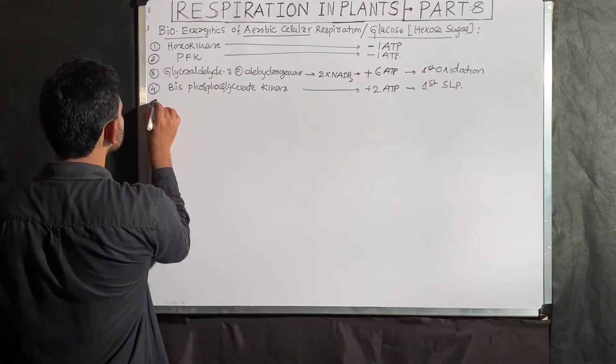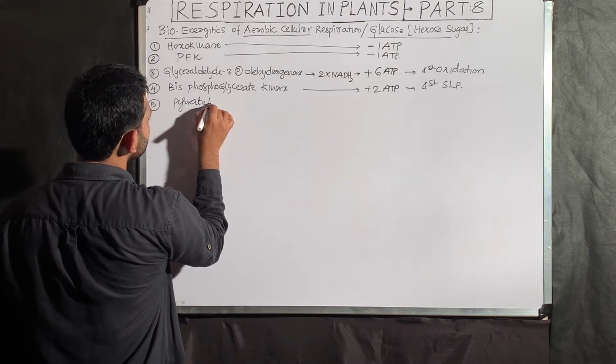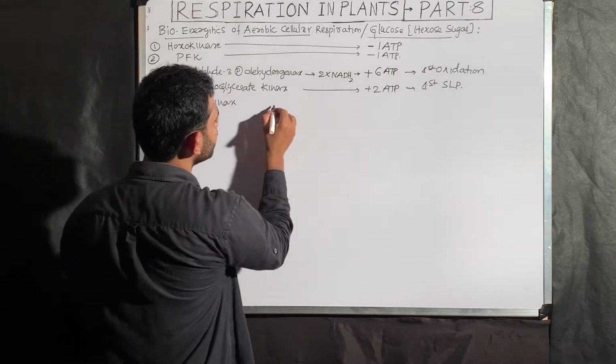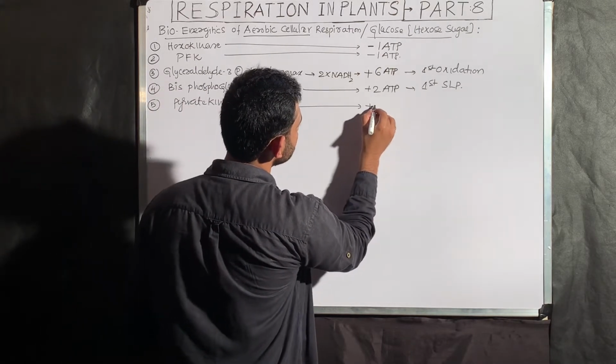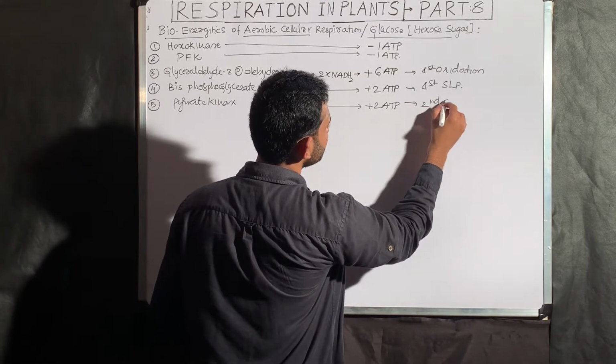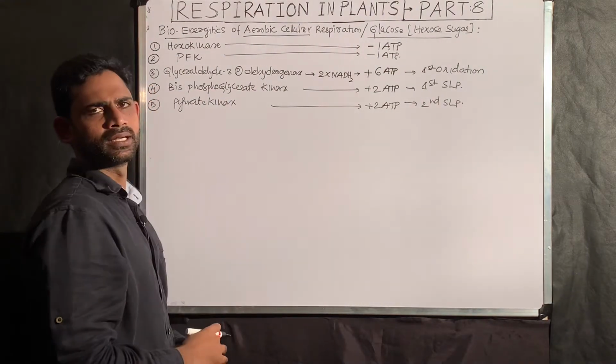The next reaction is mediated by the enzyme pyruvate kinase. In this reaction there is a release of 2 ATP. This is the second substrate level phosphorylation. Okay, up to here is glycolysis.